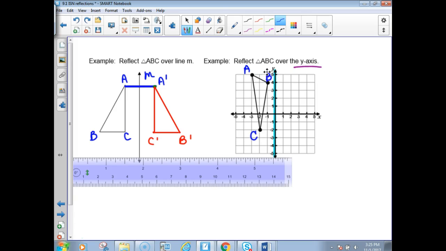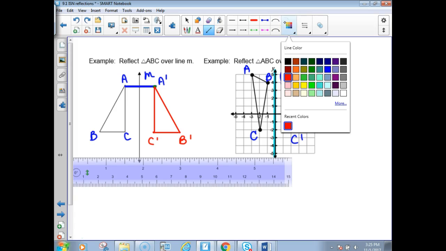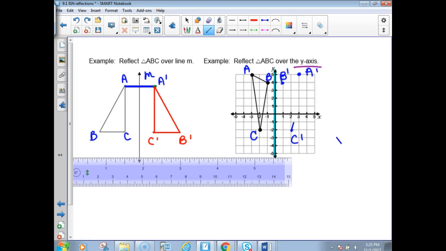So point A is 3 to the left of the line, so I'm going to make a dot 3 to the right of the y-axis and call that A prime. B is 1 left, so I go 1 right. And C is 2 to the left, so I go 2 to the right. And I make that so much faster than doing the other way. Connect the dots. All right, and those points now we have reflected over the y-axis.